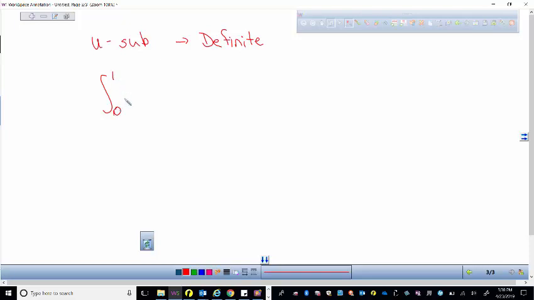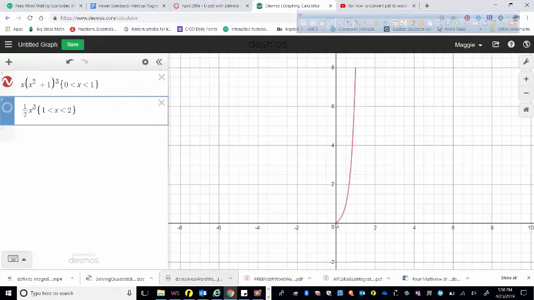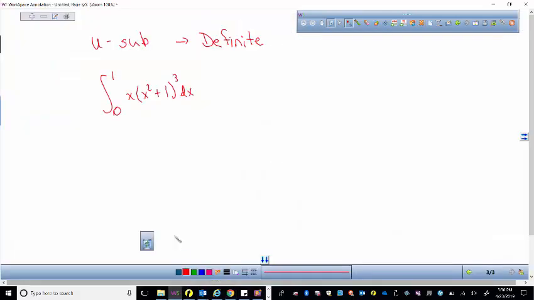So let's say we're looking between 0 to 1 of the function x times the quantity x squared plus 1 to the third dx. When I look at that, I'm looking at a function that looks like this, and I only put from 0 to 1. So I'm looking at this piece here, and this area is what I'm looking to find. And I don't know how to integrate that, so I could use a U substitution.